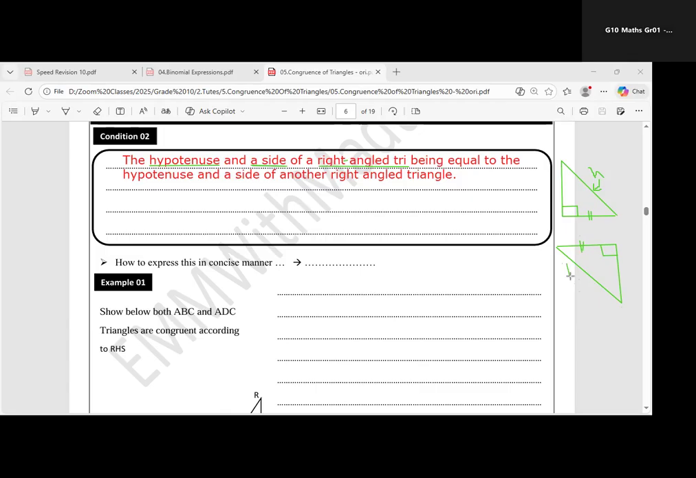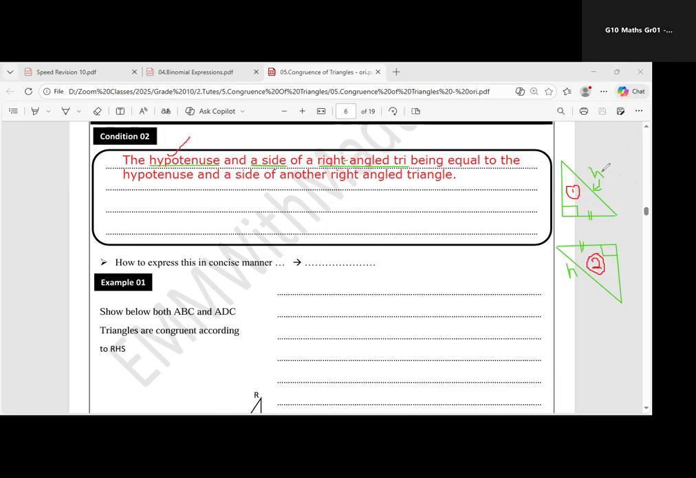This is my hypotenuse. So I will show you how to equate these things. This is my first right angle triangle. This is my second right angle triangle. Now you need to take the important things only. What are the conditions that you need to fulfill?